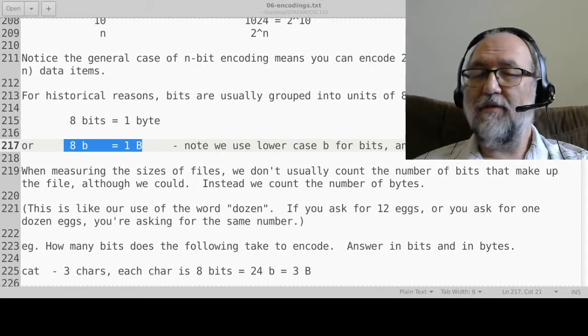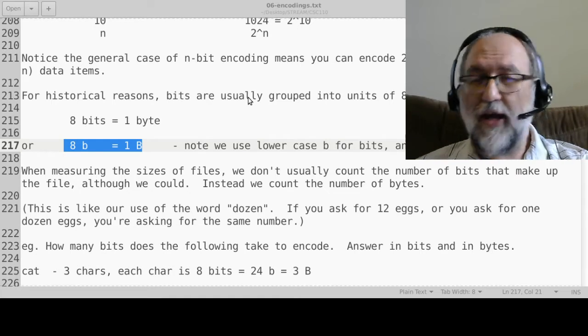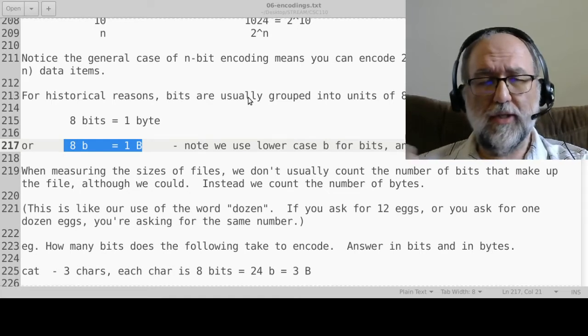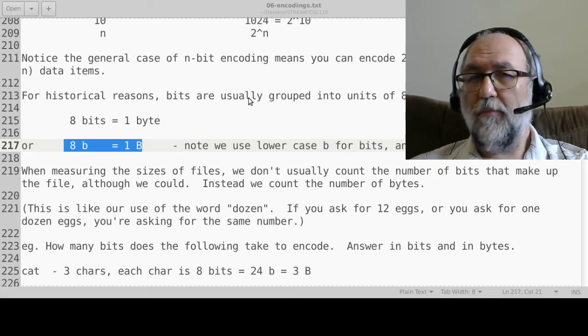When you go to measure the size of a file, we can talk in terms of bits, but even the size of the files, and we'll see that in a little bit when we look at the size of, say, an image, that'll turn out to be in bytes as well. Okay, so file sizes are in bytes and so on. It's almost never in bits.